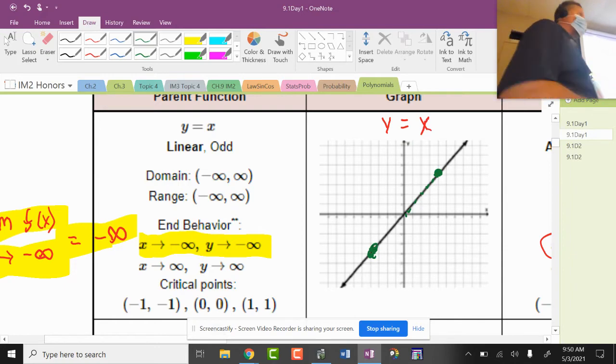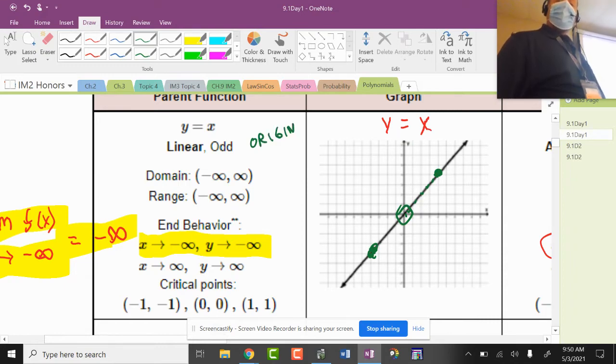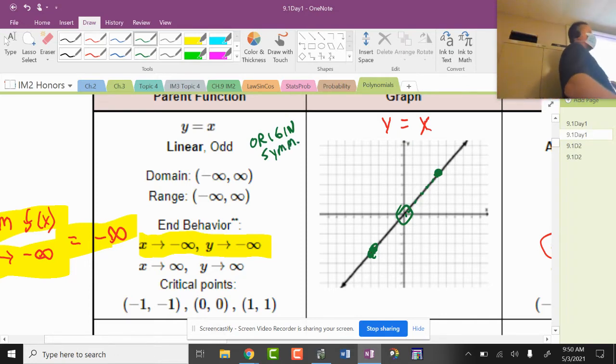Ooh, that's weird. What is that symmetric with respect to? What is this point right there? The origin. So odd functions have symmetry about the origin. And those you can lock in. So that might be a new thing for you. I don't know if we talked about even and odd functions.